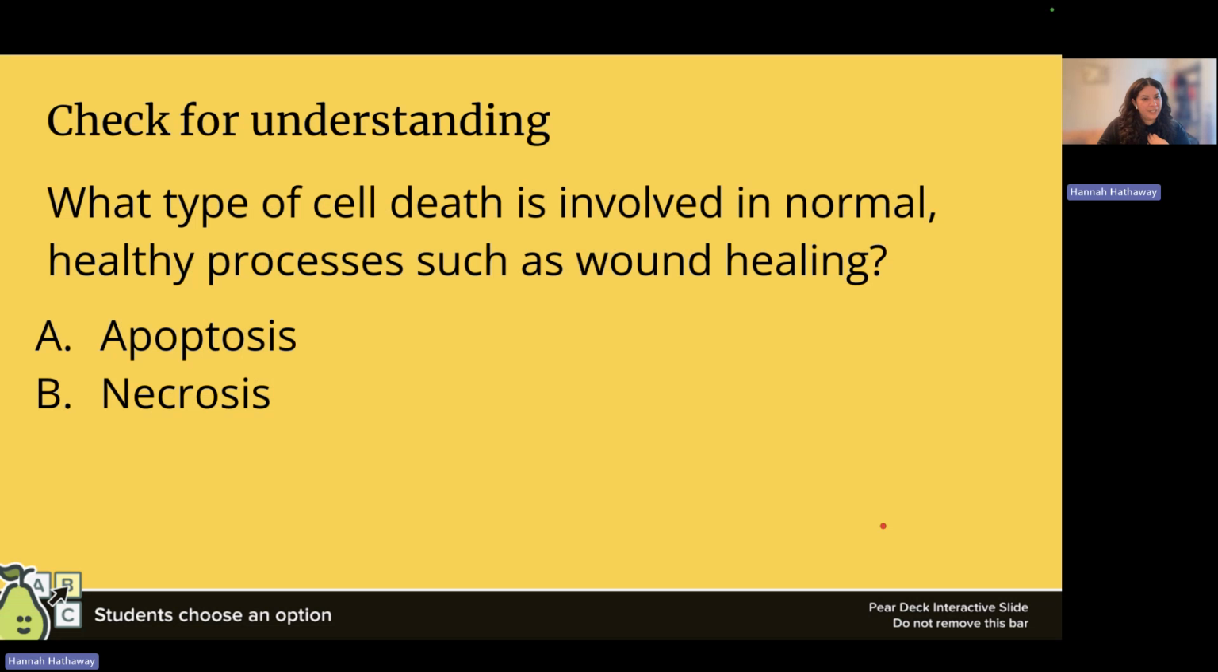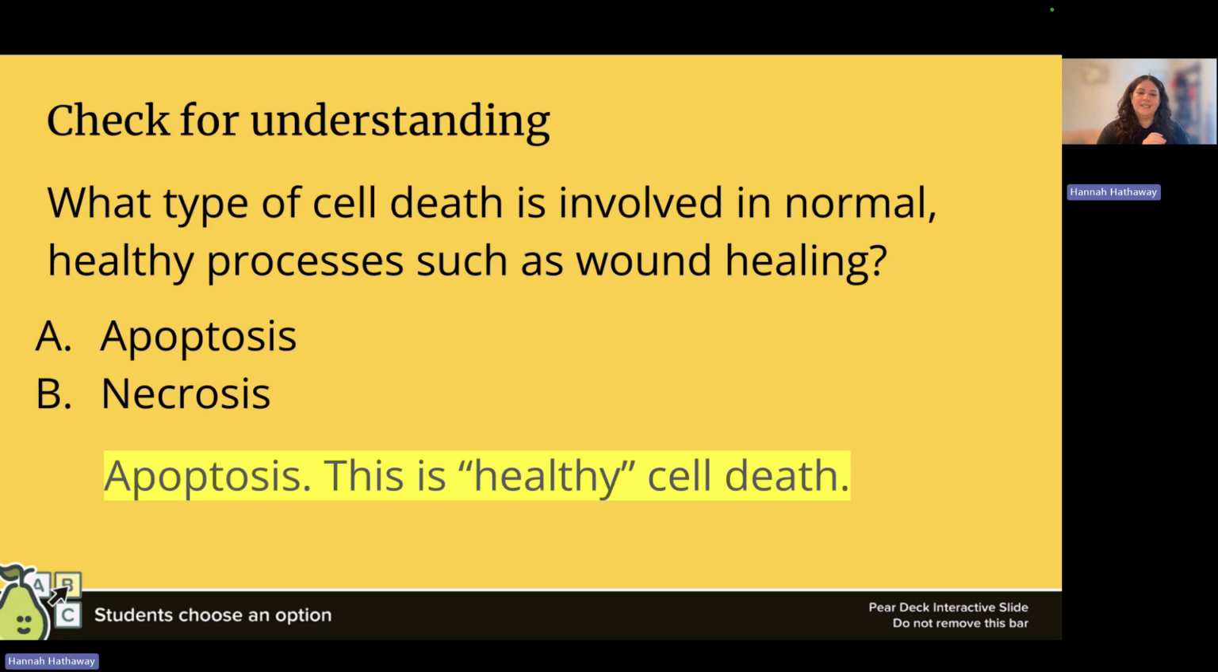Okay. Check for understanding. What type of cell death is involved in normal healthy processes such as wound healing? Yes, so that would be apoptosis. Apoptosis is the healthy cell death. Necrosis is the bad one. So even if we're talking about a wound, which was an injury, during that wound healing, some apoptosis will be involved. That would be an example of healthy cell death because it's doing what it's supposed to do.